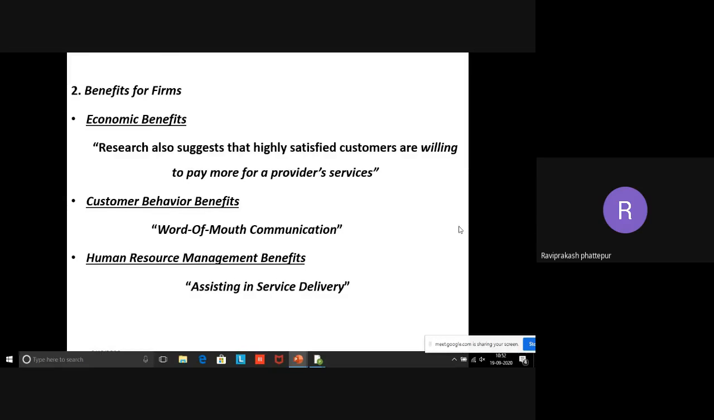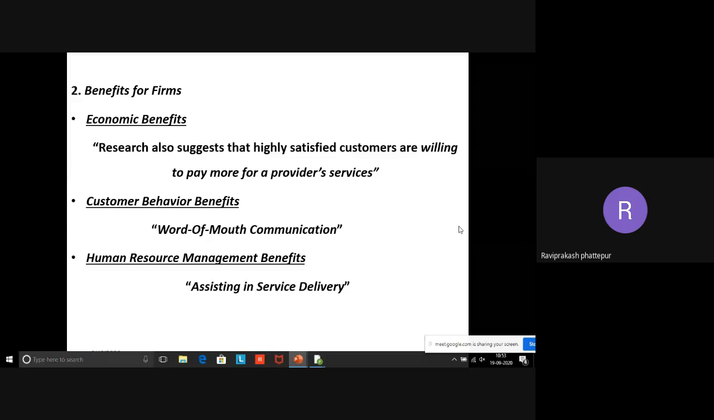So he may be a customer, or he may further spread it somewhere else, to new people who might become future customers of this firm. So customer behavior benefits, word of mouth communication, will help in getting new customers as well as maintaining customer loyalty. Next, human resource management benefits, assisting in service delivery.